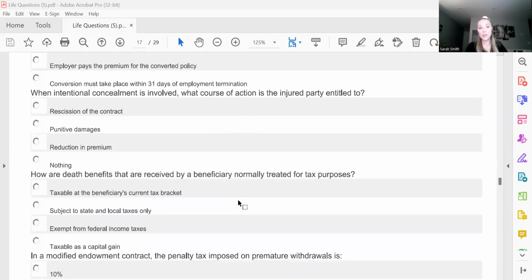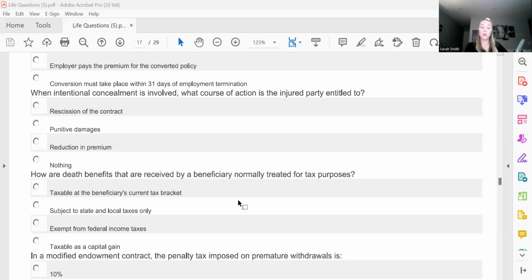When intentional concealment is involved, what course of action is the injured party entitled to? So I talked about, right, just in the last question, talking about material facts. You have to disclose material facts that could affect your rating with the company, that could affect your premium with the company. You must disclose those.